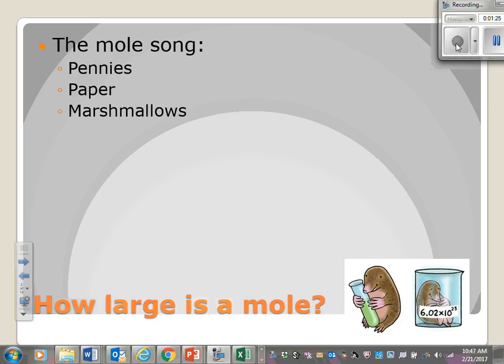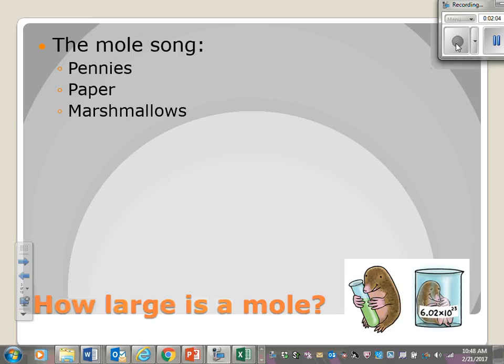Okay, so in regards to the pennies from the mole song, what would happen if we all had a mole of pennies? Yes, everybody would be super, super rich with trillions of dollars, and it would kind of ruin the economy, but that's a whole other issue. But everybody would have tons and tons of money because 6.02 times 10 to the 23rd is such a big, huge, huge number. And what about the paper?